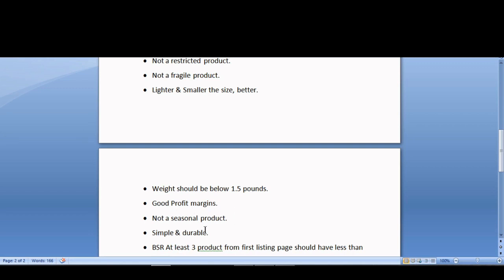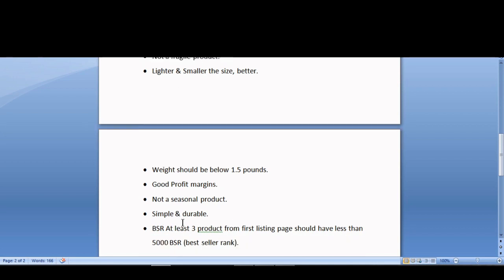Next, products should be simple and durable. The reason is that if you sell a product that has many parts, it can get lost on the way when shipping from China to the USA, and when Amazon fulfills your product, the product parts may get lost on the way, so you will get a higher order defect rate or more returns on the product. So it should be a simple and durable product.